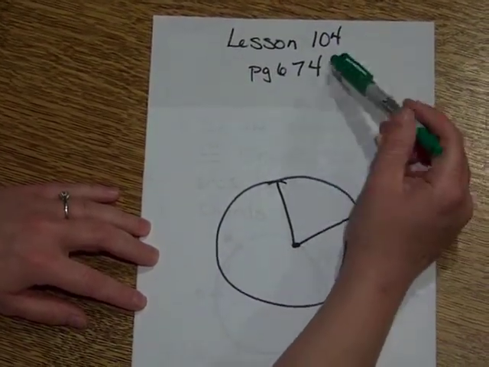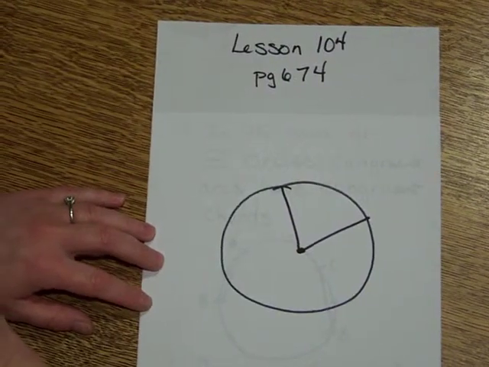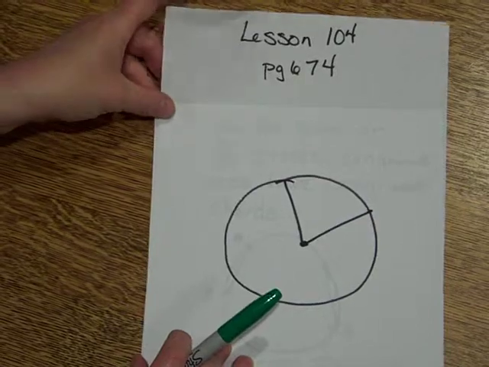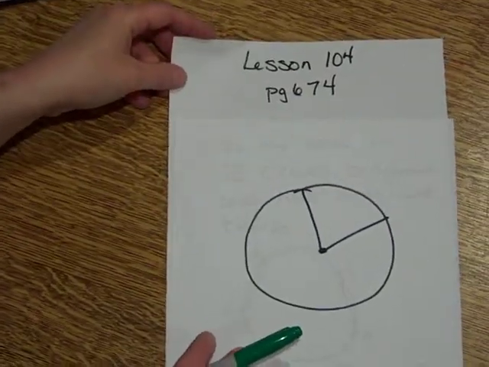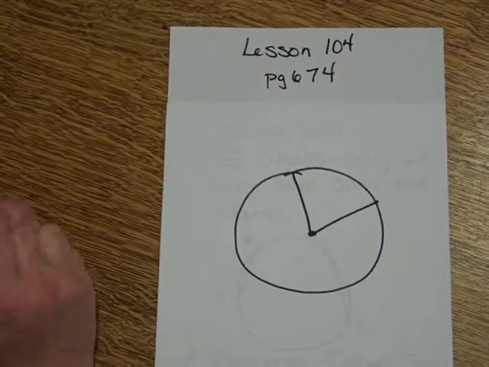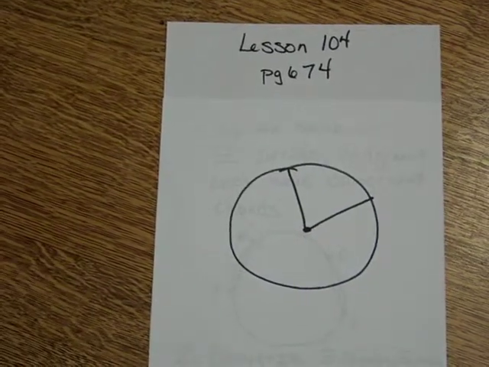On lesson 104, we're on page 674. As we turn there, we're going to be talking about arc lengths and chords. And we have a new theorem. We haven't had a theorem in a while. We have a new theorem here. But let's review real quickly what we're going to be talking about.